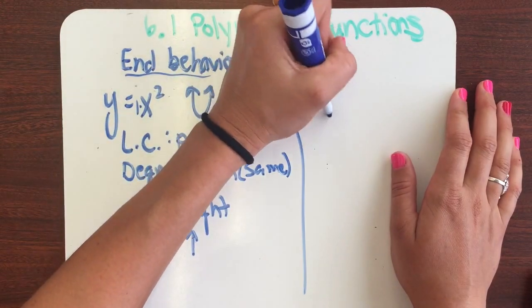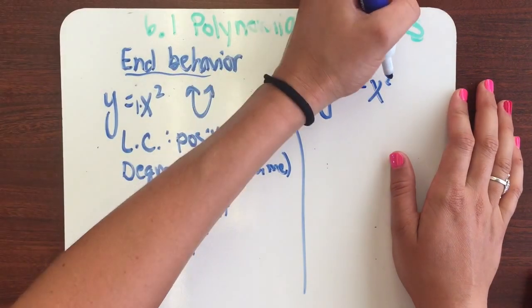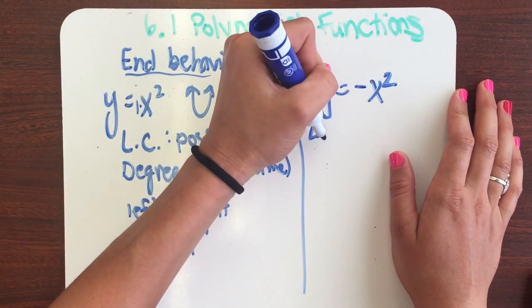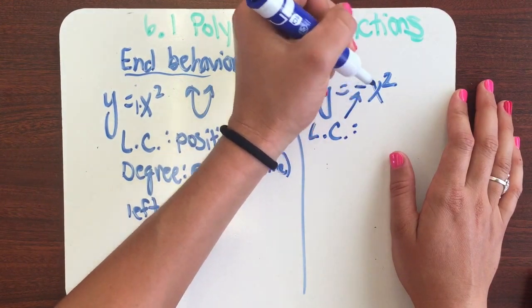If we have y equals negative x squared, again we look at the leading coefficient, and in this case the leading coefficient is negative.